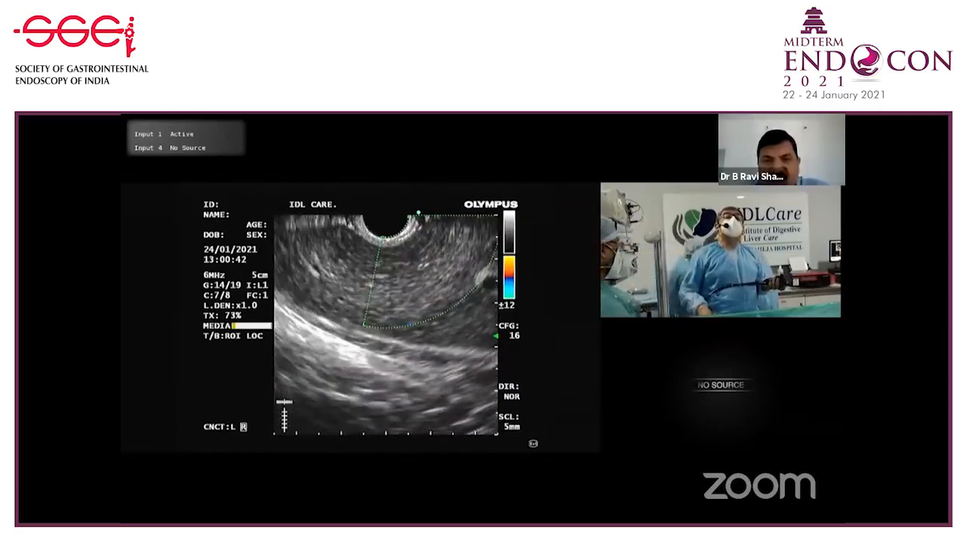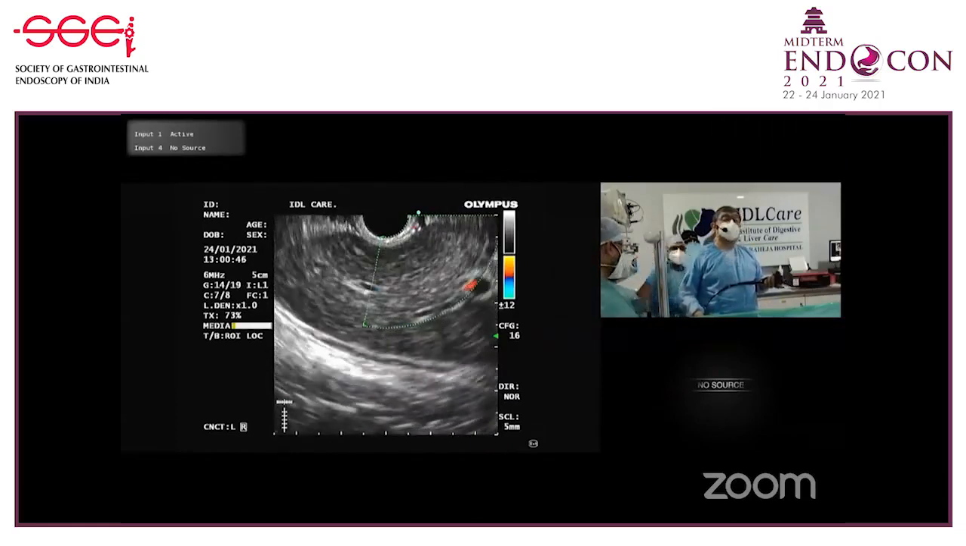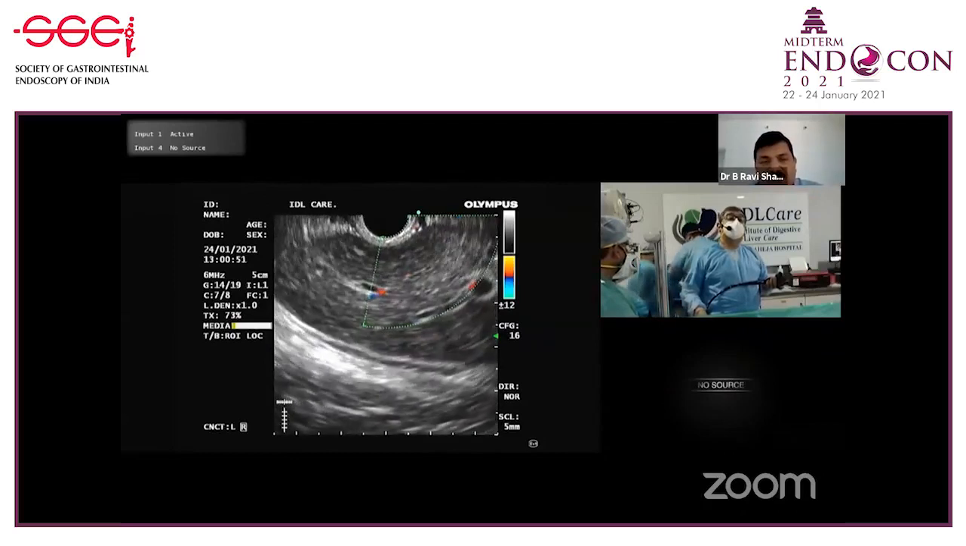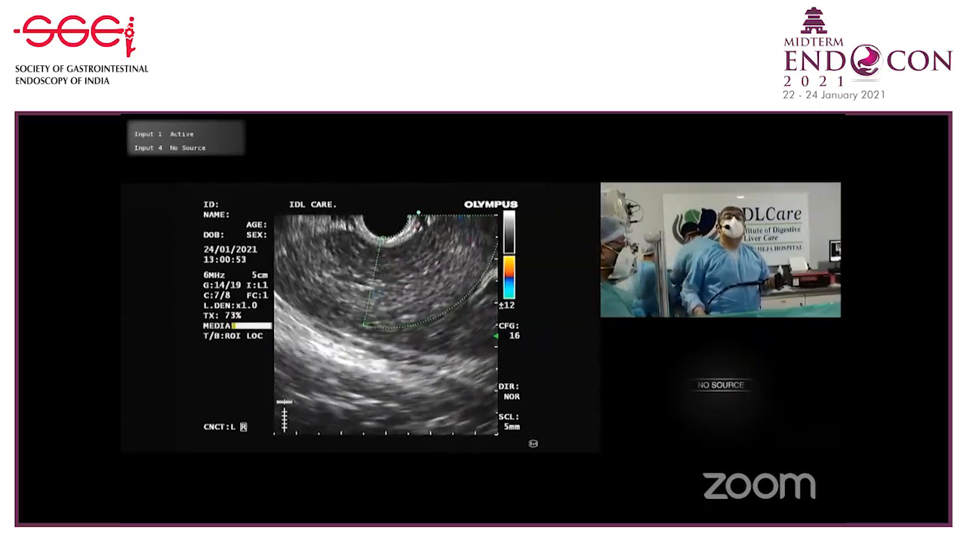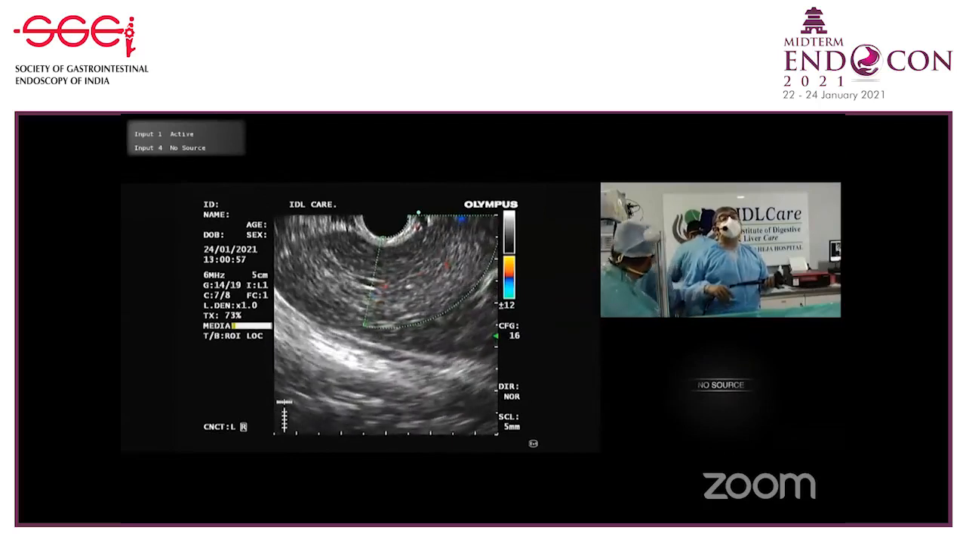So will a smaller number of passes do? Sorry? So compared to 4 passes, will fewer passes like 1 or 2 do for the liver biopsy? It will do. It's not a problem. So it depends.